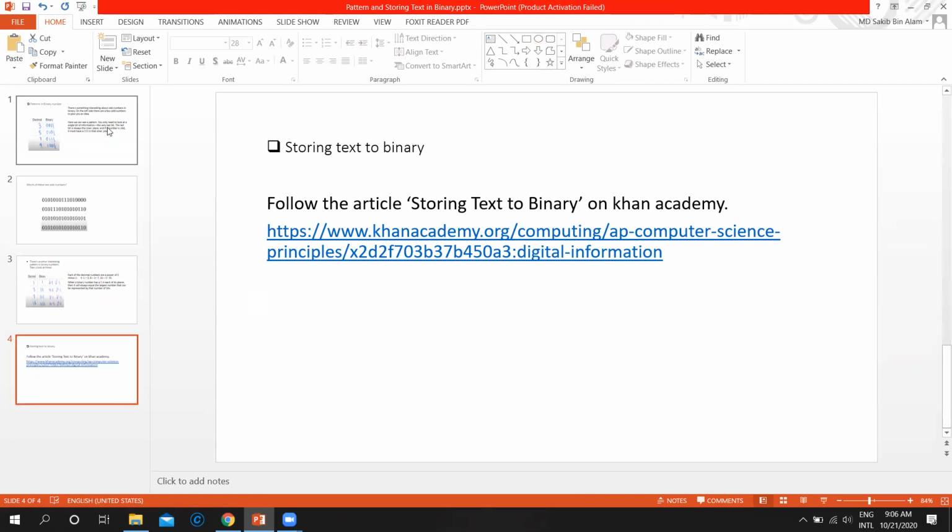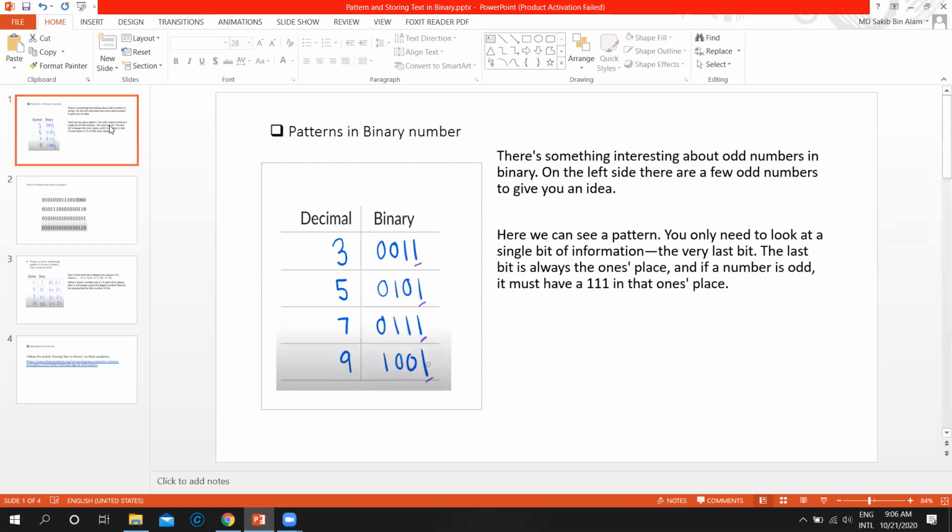These are important topics actually. If you understand this, you will have a basic idea about computer principles. Okay, let's start. And if you have any question, you should unmute yourself and ask me during the lecture.